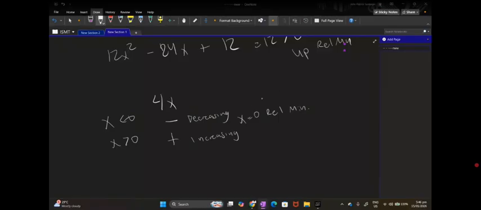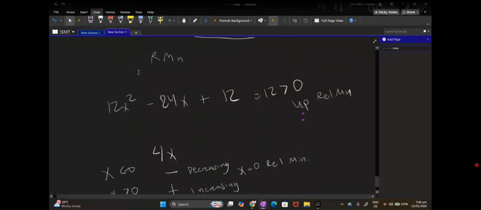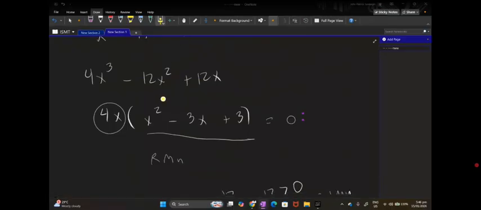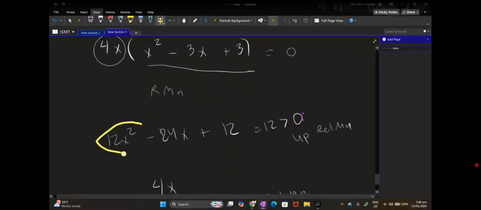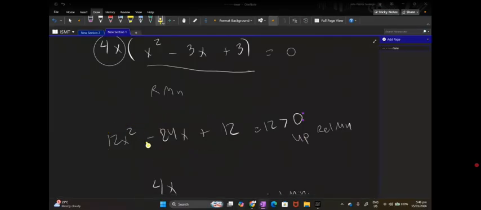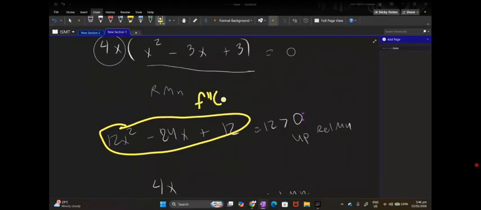Then, let's check using the second derivative, di ba? So, ito, 4x cubed minus 12x squared plus 12x. De-derive ulit natin siya. It's gonna be 12x squared minus 24x plus 12. So, ito na yung na-derive na natin siya. This is our second derivative.